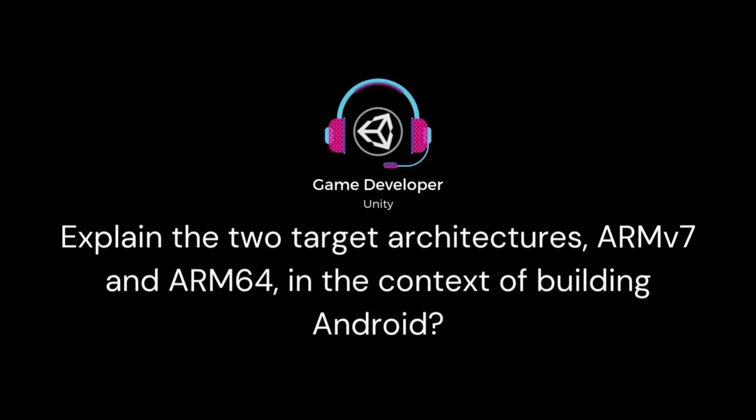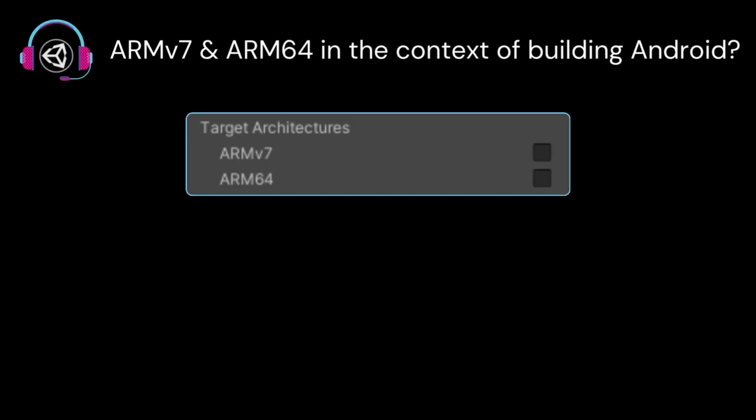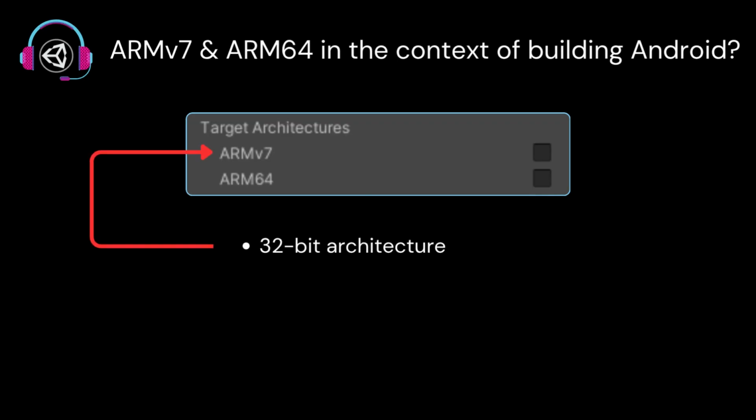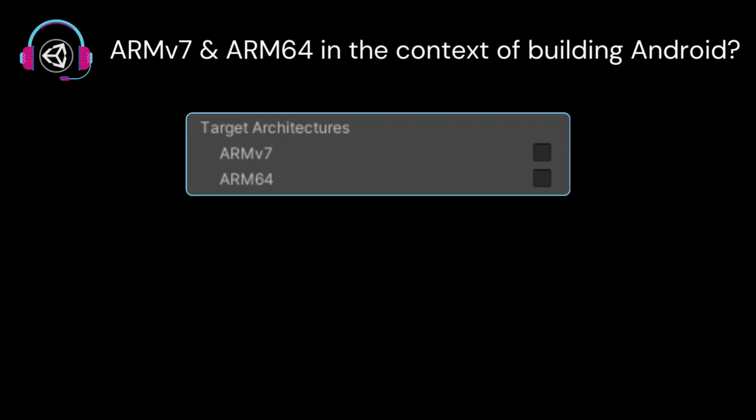Explain two target architectures, ARMv7 and ARM64, in the context of building for Android. When building for Android in Unity, you will often see two target architectures, ARMv7 and ARM64. These refer to the different CPU architectures that determine which devices your game can run on. ARMv7 is a 32-bit architecture, mostly used in older or lower-end devices released before 2015. It's limited to 4 GB of RAM and generally slower.